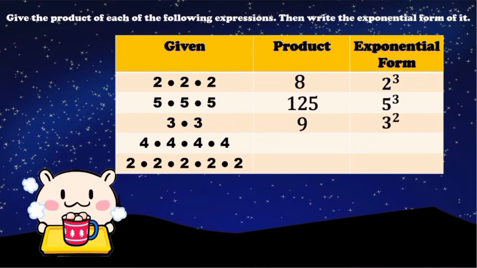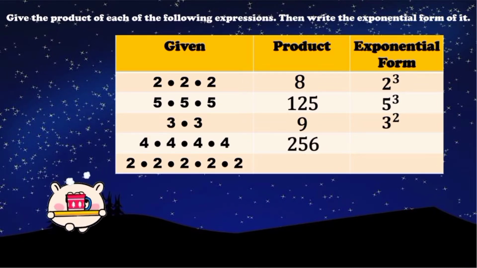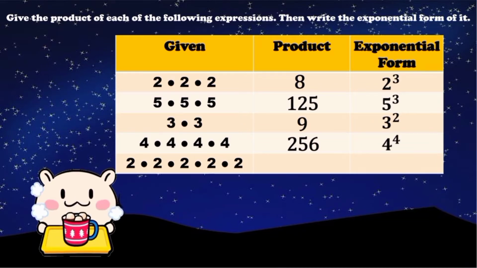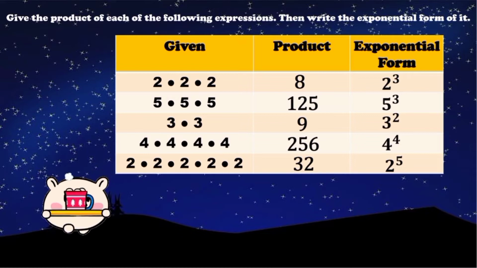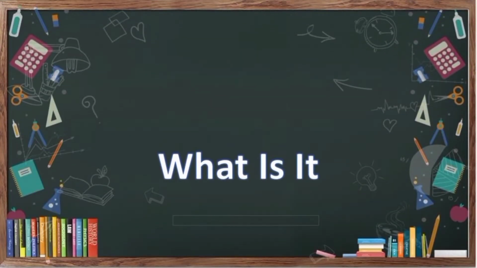Now we have 4 times 4 times 4 times 4 is equal to 256. In exponential form, we have 4 to the 4th power. Example number 5. 2 times 2 times 2 times 2 times 2 is 32. In exponential form, we have 2 to the 5th power. What is it?